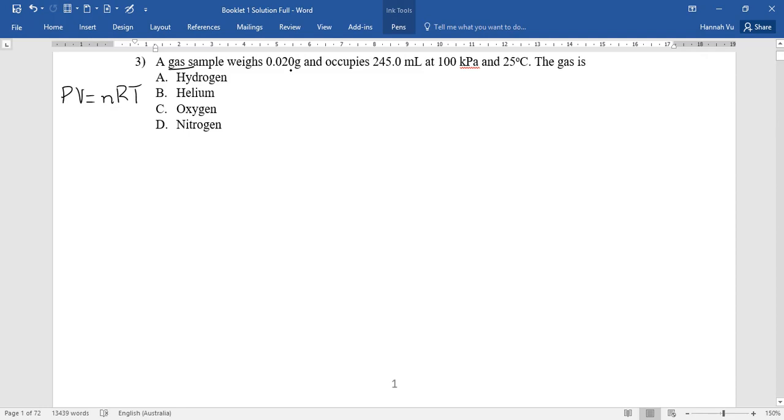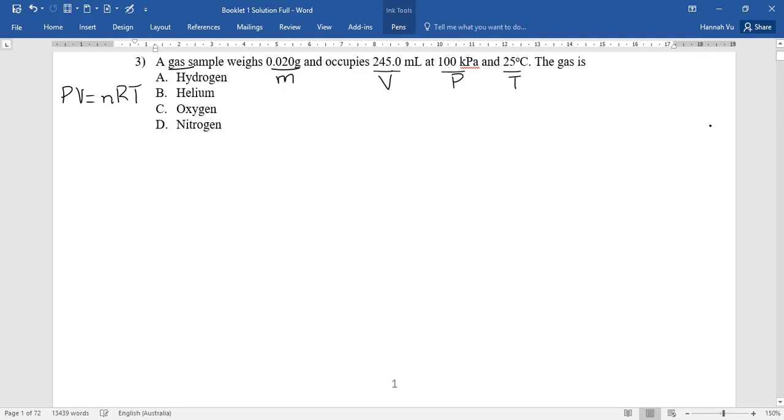You are also given the mass of the gas. So I'm just going to write m here. This is a unit for mass. Grams is mass. And it occupies 245 milliliter. This is the unit for volume. At 100 kilopascal, this is pressure. And 25 Celsius degree, this is temperature. And the question asks for the identity of the gas.